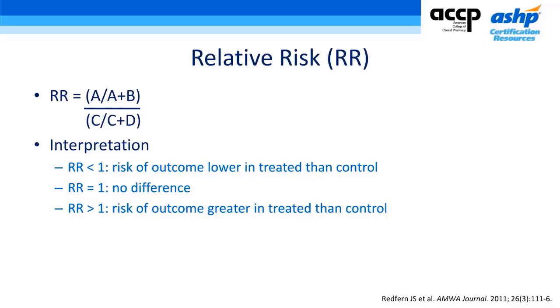And then as far as the interpretation, it's pretty similar to the odds ratio, where if a relative risk equals 1, then there is no difference between the treatment groups. If the relative risk is less than 1, the risk of the outcome is lower in the treated participants than in the control participants. And then if the relative risk ratio is greater than 1, the risk of the outcome is greater in those in the treatment group compared with the control group.